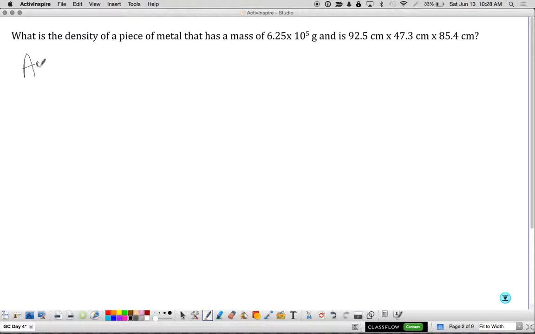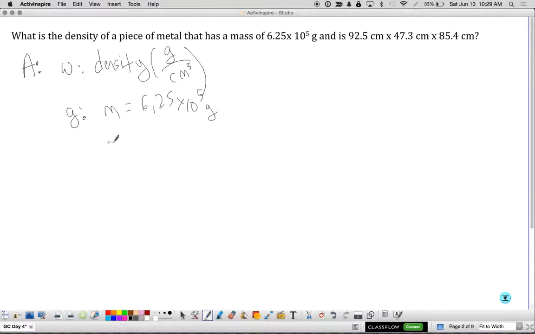my analyze step, okay, my wanted is density. Okay, now if I look at my units carefully, this is kind of set up to give me grams per centimeter cubed. Okay, and my given is I've got a mass, okay, 6.25 times 10 to the 5th grams, and I've got these dimensions, okay?